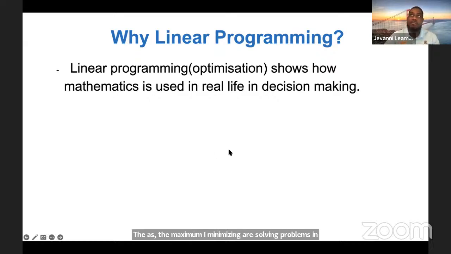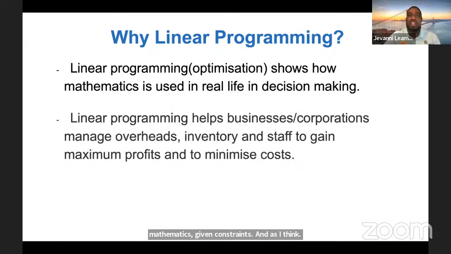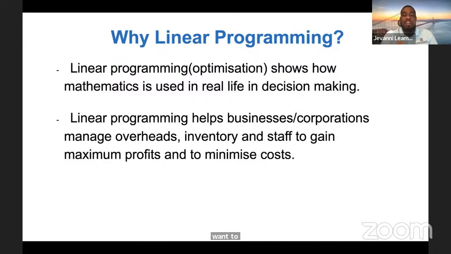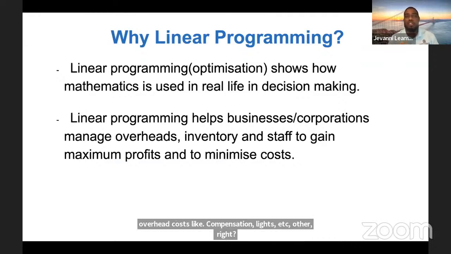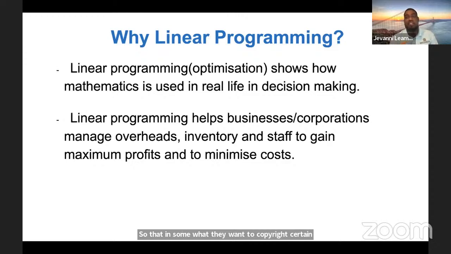And I don't remember the individual's name, but they said accountants. So linear programming helps businesses or corporations manage overheads, inventory, and staff to gain maximum profits and to minimize costs. Most businesses in the world want to maximize their profits and minimize their overhead costs, like compensation, lights, etc. So they want to cut certain things in order to maximize gains for the staff and for themselves. All right. Are there any questions on that?